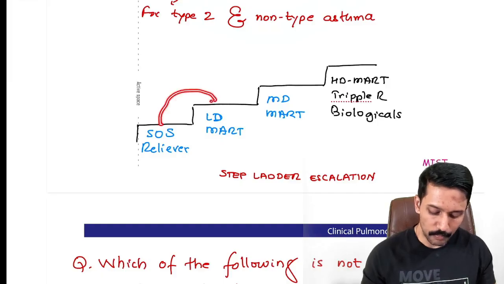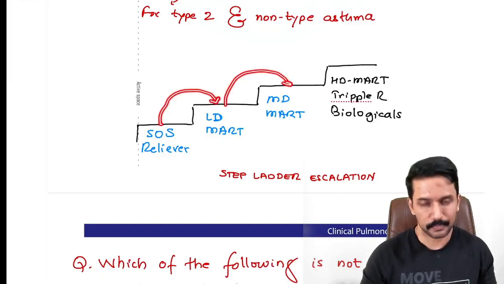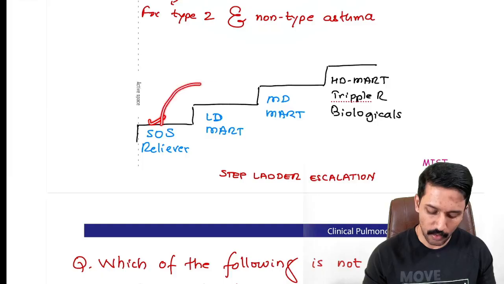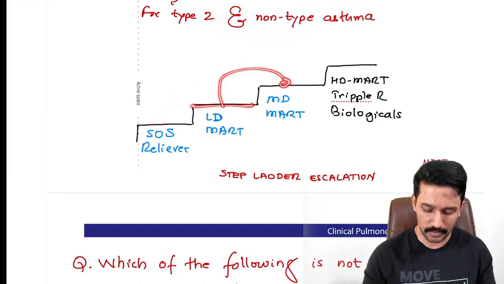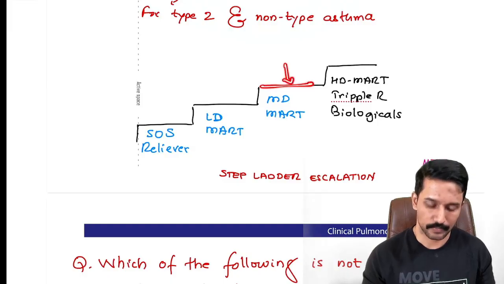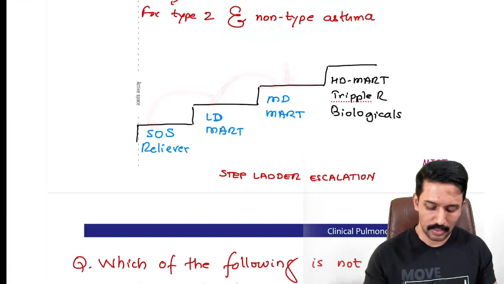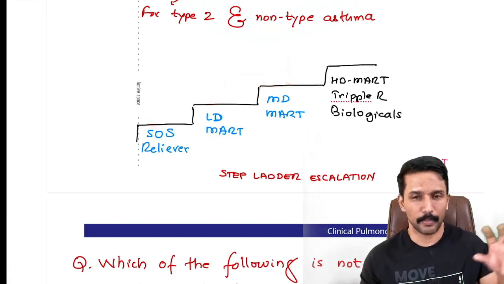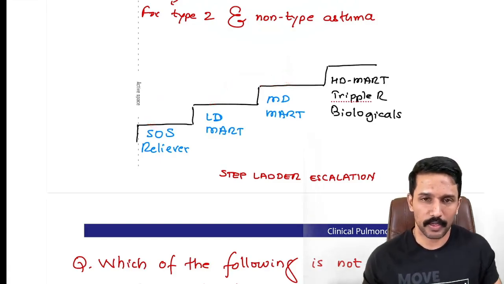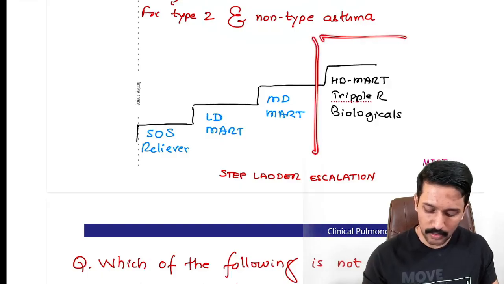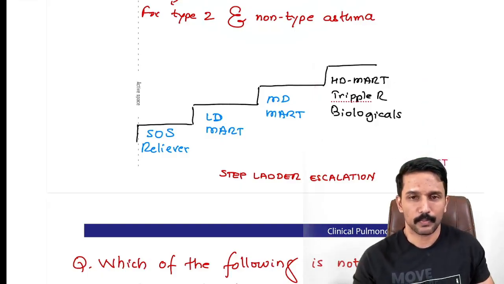We will always step up the treatment to the next stage. So some patients start here. If they're not controlled, they go here. Some patients start here. If not controlled, they go here. Some patients directly start here. Some may come to medium dose MART by crossing all the stages. Some are directly started on medium dose MART depending on the frequency of attacks. But no patient is started on high dose MART.